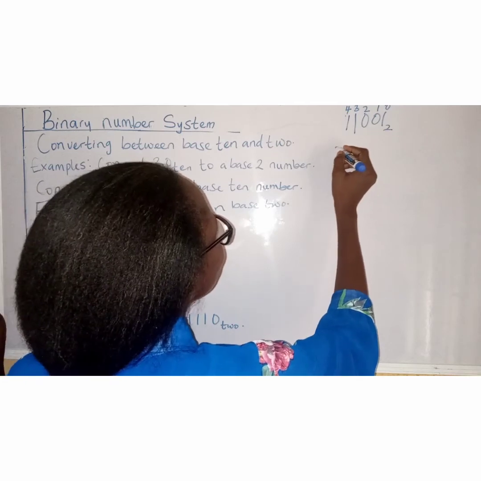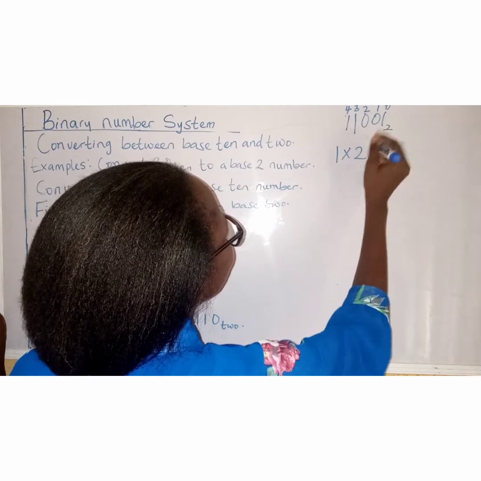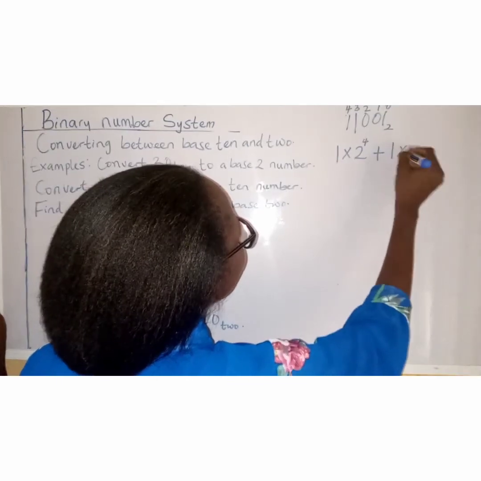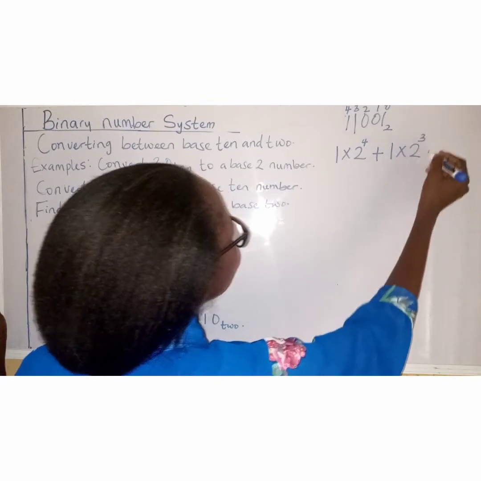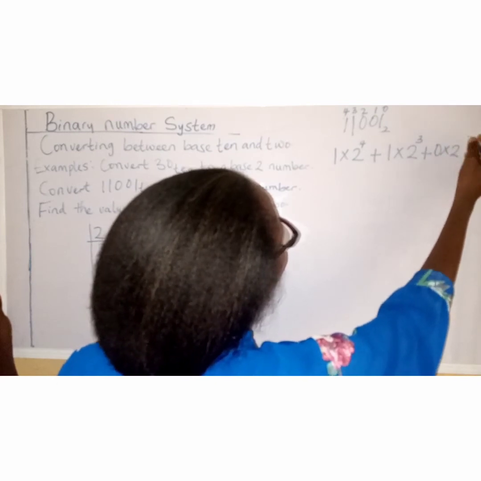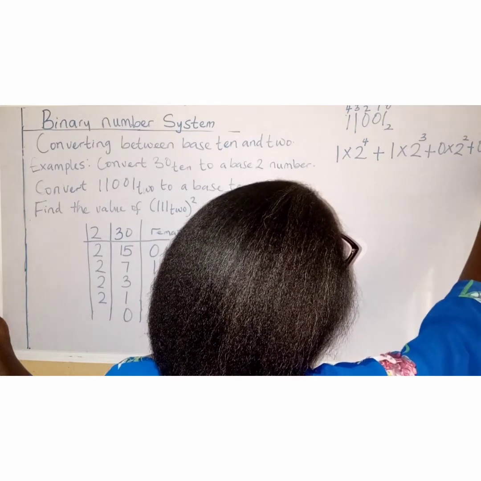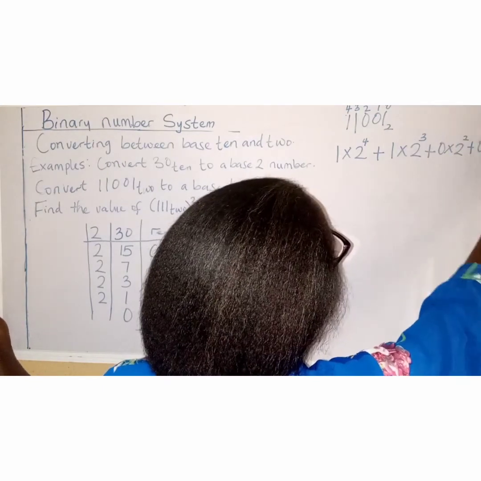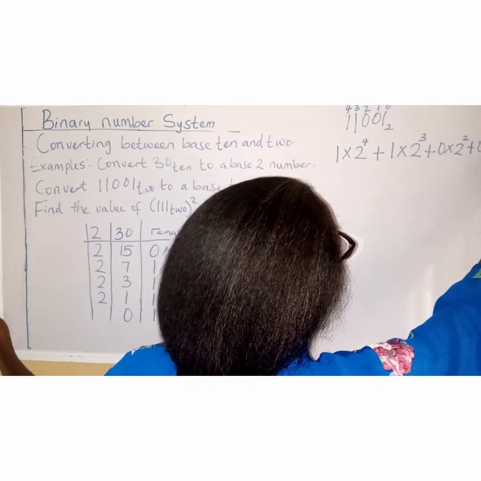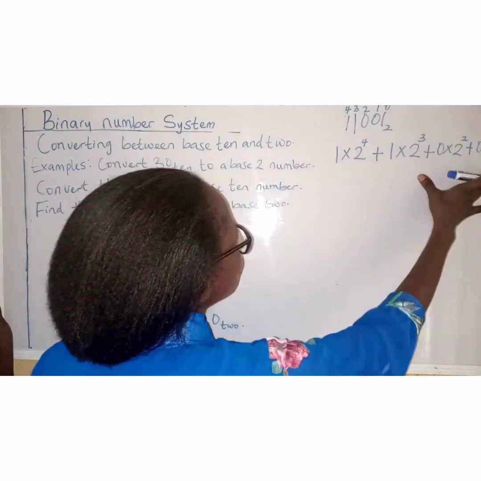You will say 1 times the base 2 raised to power 4, plus 1 times the base 2 raised to power 3, plus 0 times the base 2 raised to power 2, plus 0 times the base 2 raised to power 1, then plus, I told you the last time, the last number is going to be 1 times 1. Once you have expanded this way, you solve.